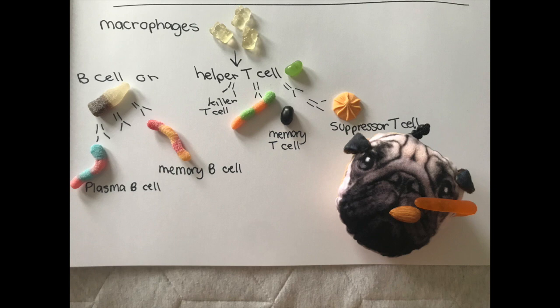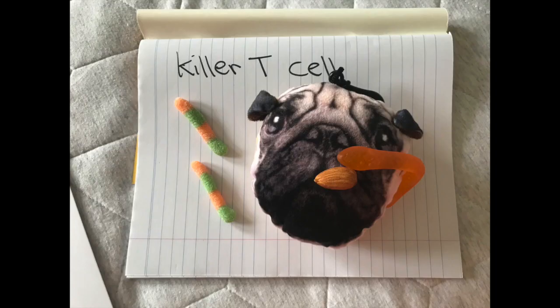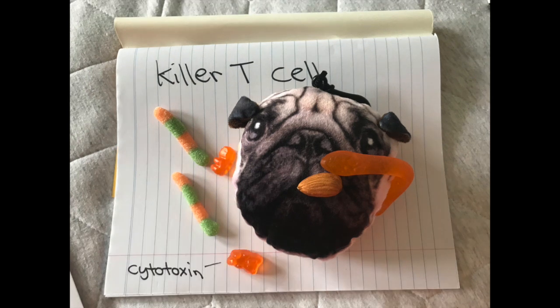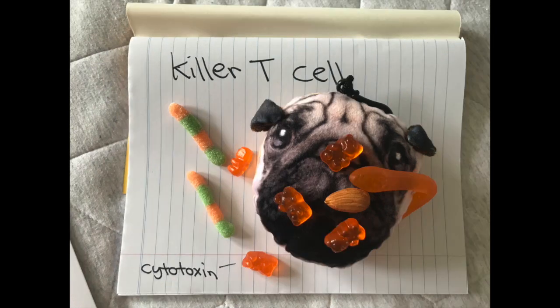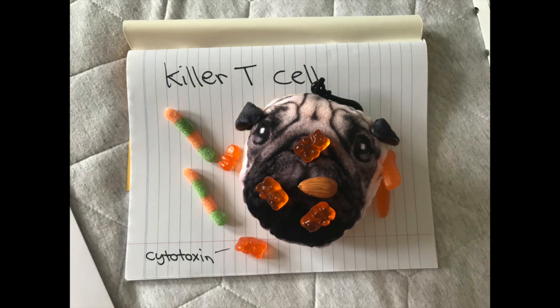The first receptor is a killer T cell. A killer T cell recognizes the infected body cells with an intracellular pathogen and then releases a cytotoxin called perforin. This means it perforates the cell. As we can see, the cytotoxin is multiplying and attempting to perforate the infected cell. However, this will be unsuccessful.